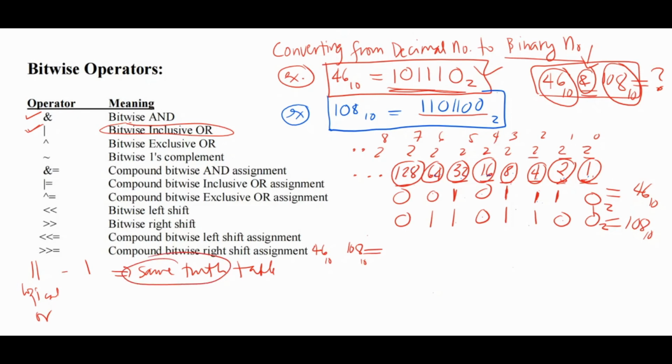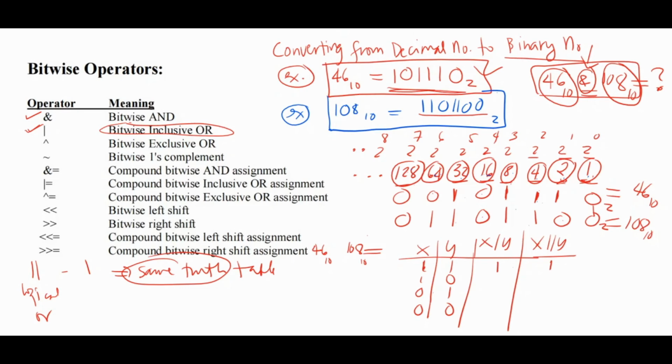In the truth table, say these two operands X and Y are 1, 1, 1, 0, 0, 1, and 0, 0. If we're going to get the bitwise inclusive OR, X or Y, that's the same as the logical OR operator. So 1 or 1 would result to 1. 1 or 0 would result to 1 also. 0 or 1 would result to 1, and 0 or 0 would result to 0.